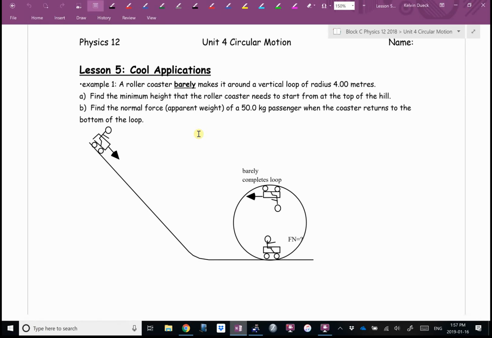It says this: a roller coaster barely makes it around a vertical loop of radius 4 meters. A, find the minimum height that the roller coaster needs to start from at the top of the hill. Let's assume we're starting from rest, so it's the absolute minimum height.